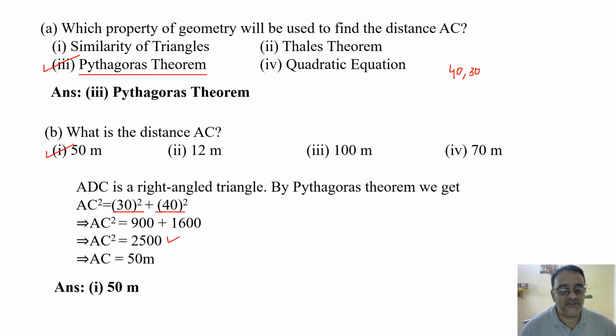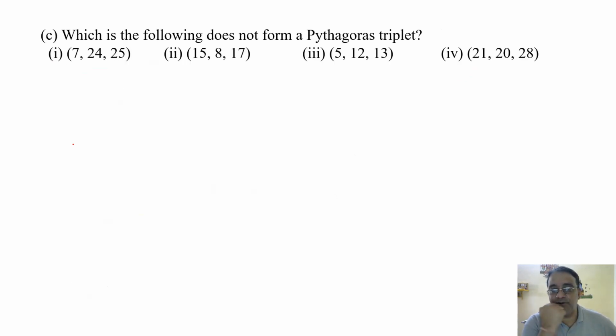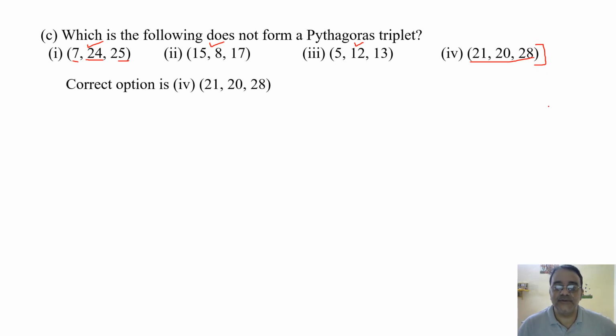Now we are moving toward the next question. Which of the following does not form a Pythagorean triplet? So देखो 24, 7, 25 ये Pythagorean triplet है. This is also Pythagorean triplet. 5, 12, 13 this is also Pythagorean triplet. Only एक ही odd combination मुझे दिख रहा है जो Pythagorean triplet नहीं है, right? The correct option is the fourth one, 21, 20, 28. Why? Because the square of the longest side, that is 28 square, is not equal to the sum of the square of other two sides.